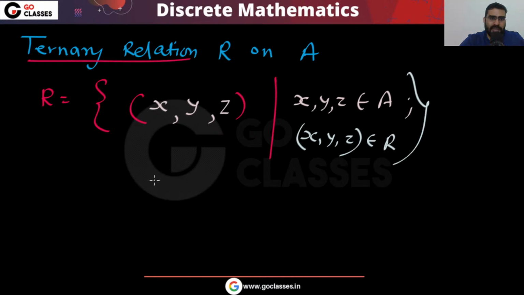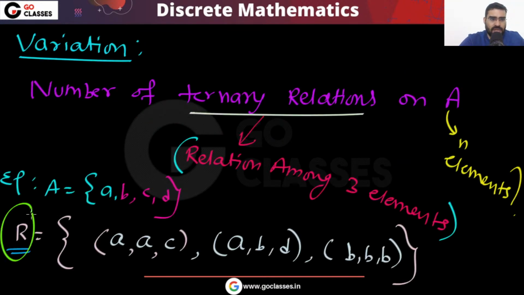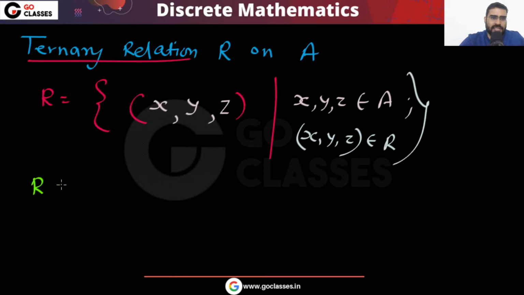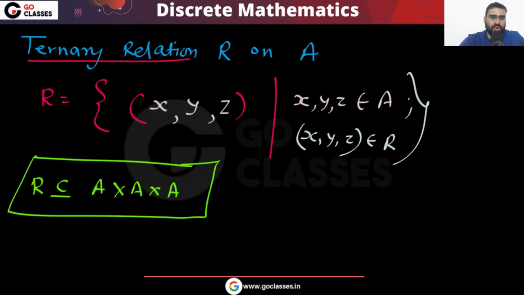Is this clear to everyone? Look at this ternary relation. Can you see that every ternary relation is a subset of A cross A cross A? That's all you have to understand: every ternary relation is a subset of A cross A cross A.